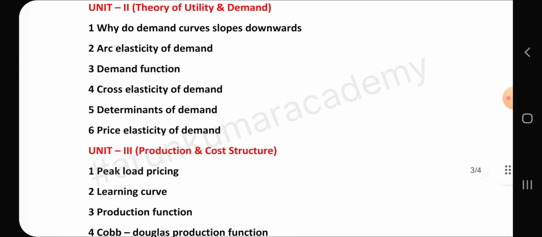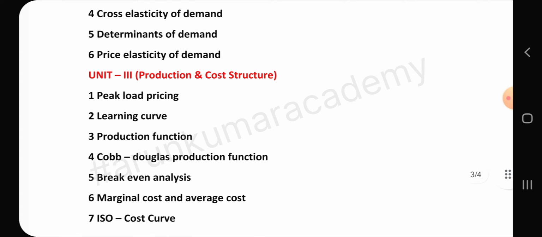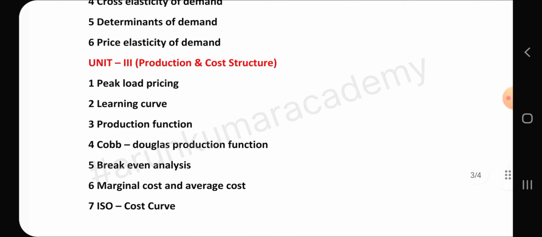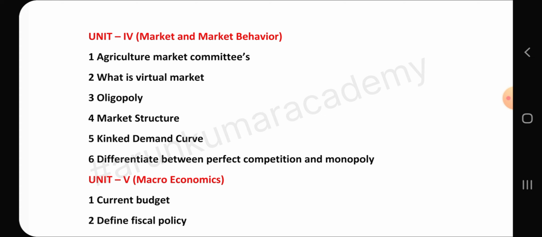Then unit 3, it is production and cost structure. So these are the important questions, like peak load pricing, learning curves, production function, Cobb-Douglas production function, break-even analysis, marginal cost and average cost, isocost curve. Unit 4, market and market behavior.